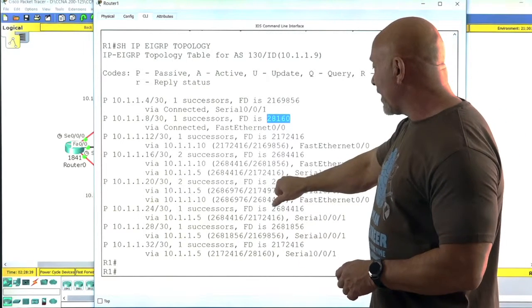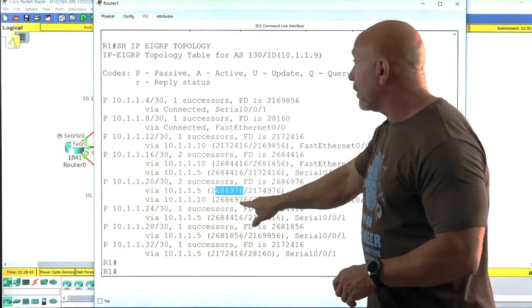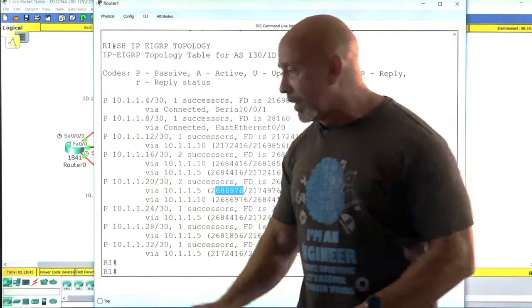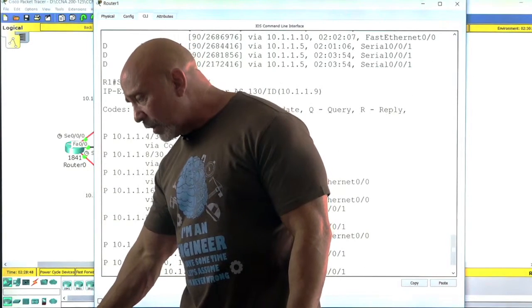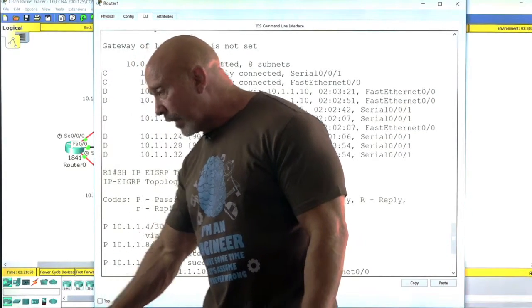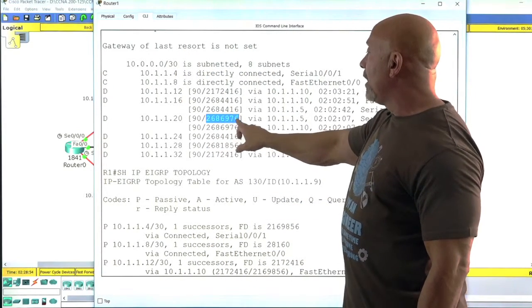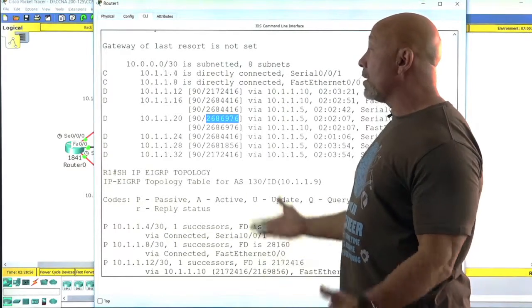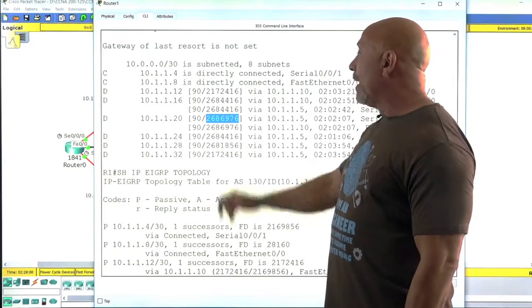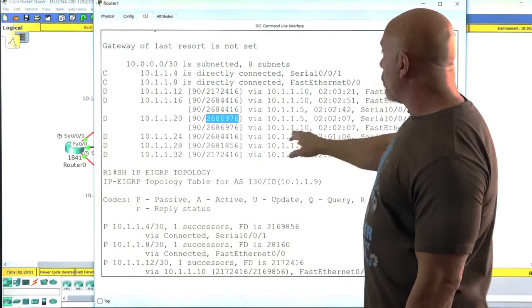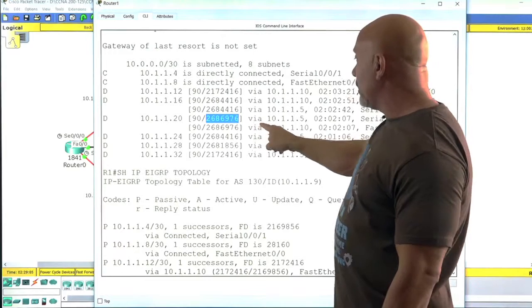Because you see that 268.6976 is right here. And if you were to look, I earlier did a show IP route, so I'm just going to scroll up, and this is for the 20 network. You can see that for the 20 network, you have the 268.976, which is the feasible distance. And that will be the successor route, and it made it there, even though it's showing you that it's going both ways to the 10.1120.